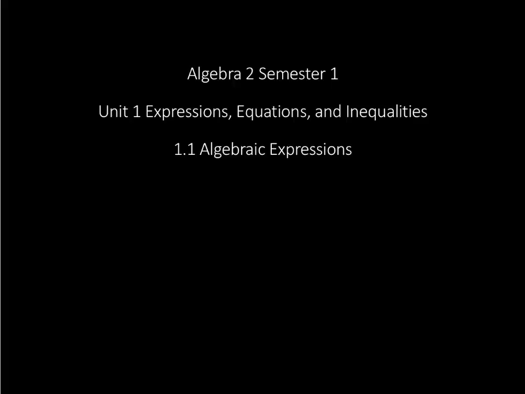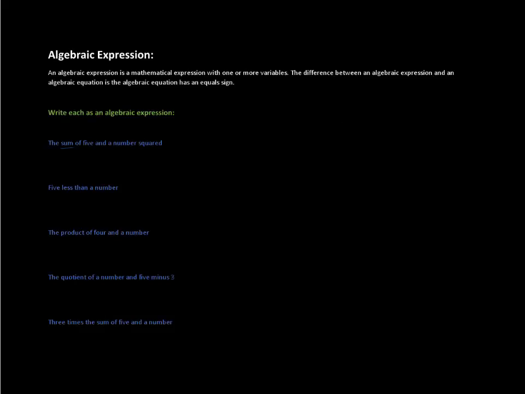This first section is algebraic expressions. First of all, what is an algebraic expression? An algebraic expression is a mathematical expression with one or more variables. The difference between an algebraic expression and an algebraic equation is that the algebraic equation has an equal sign. So in this first section, they want us to write each as an algebraic expression.